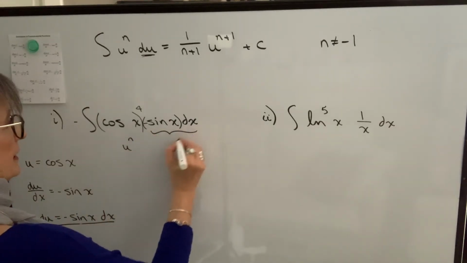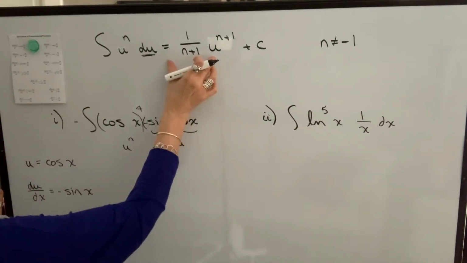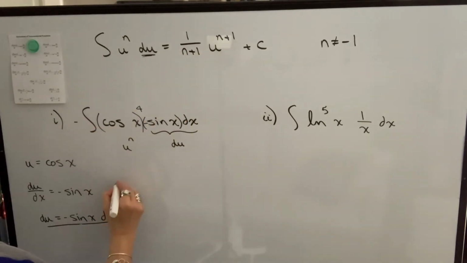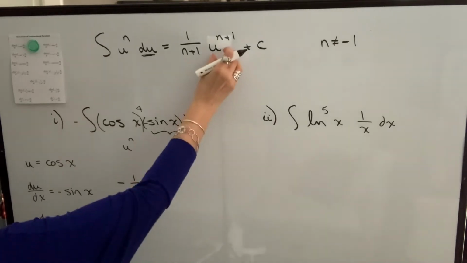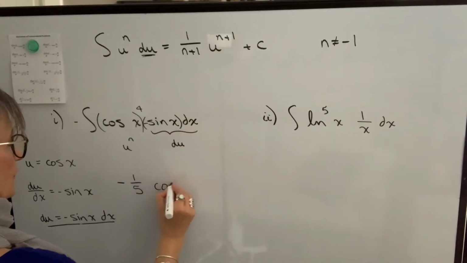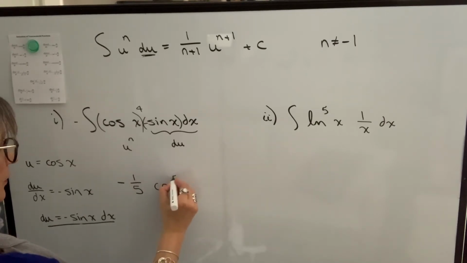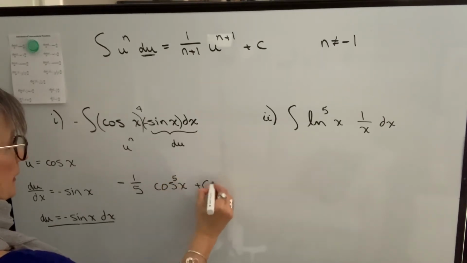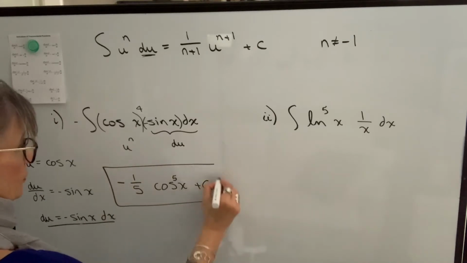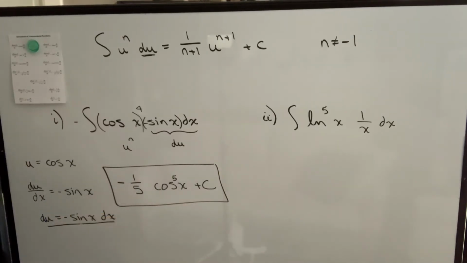Now that I have my du factor exact, I can plug into this rule. We have a negative here. 1 over n plus 1 will be 1 over 5. And then u to the n plus 1, so cos of x to the power of 5, which I can write with brackets and a power of 5, or I can also write it like that. And if it's indefinite integration, remember to add your constant of integration.